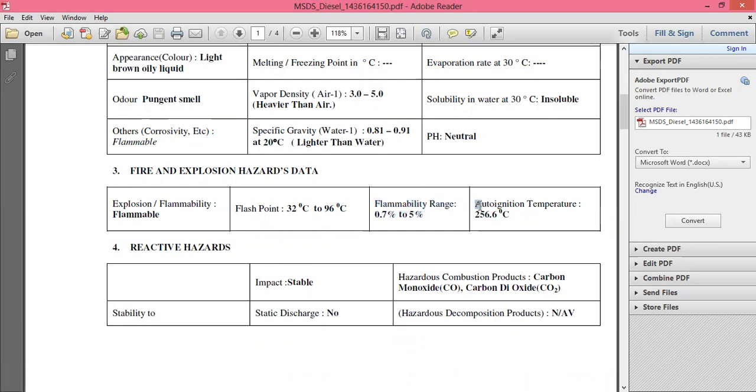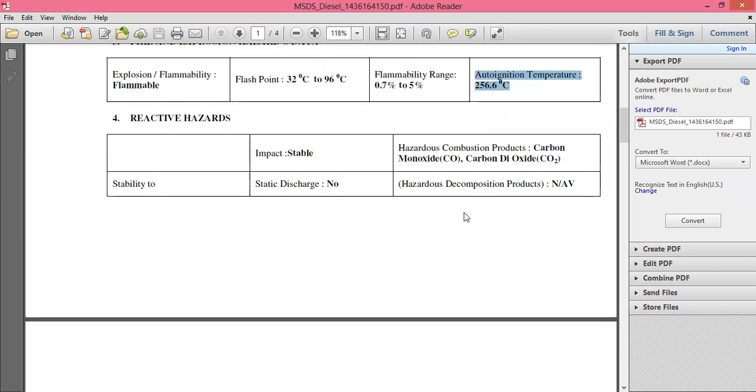And auto ignition temperature is 256.6 degrees Celsius. That means if the temperature of this particular cargo rises to this temperature, it is automatically going to catch fire. You don't need to provide an external source of heat to this cargo. Above this temperature, it is automatically going to catch fire. Reactive hazards, that its impact is that it is stable. That means it is not reactive.